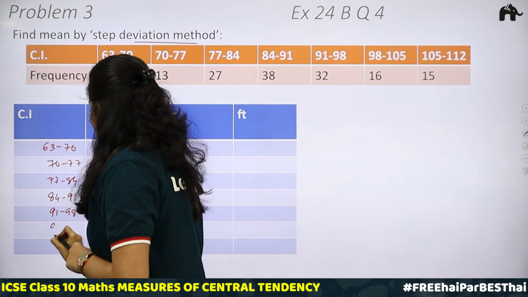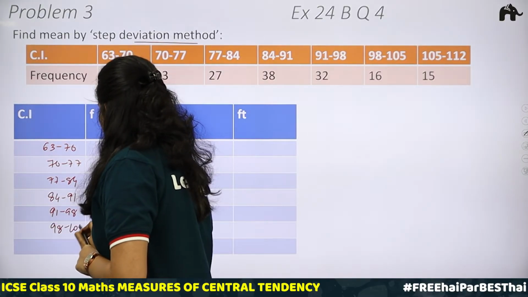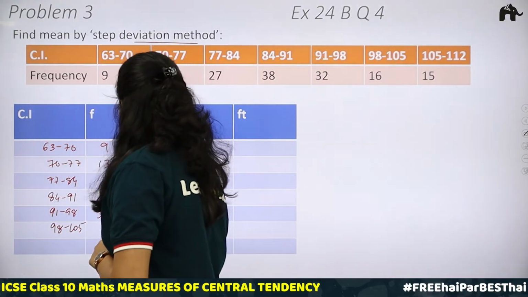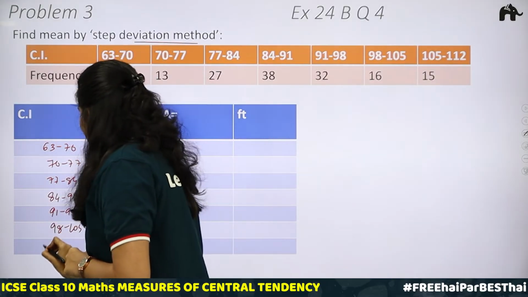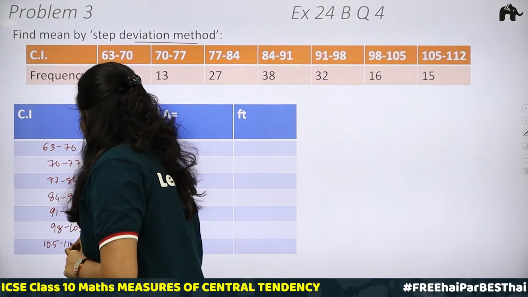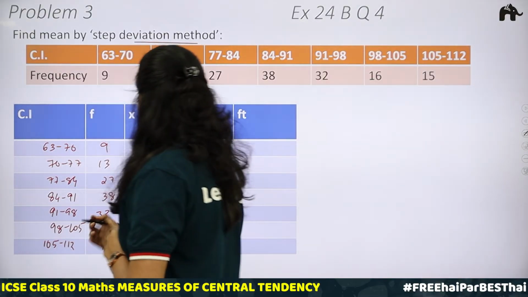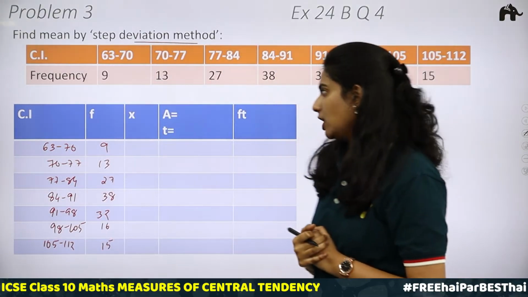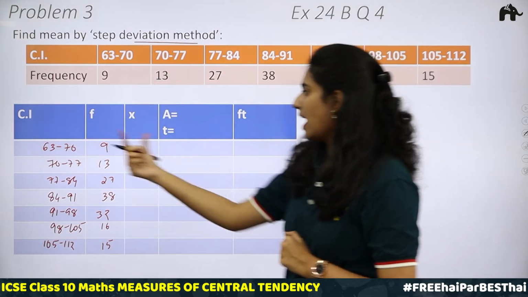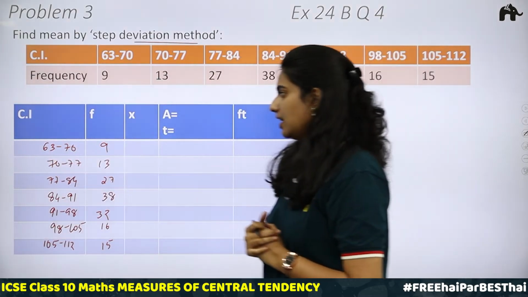98 to 105, frequency is 16. And 105 to 112, the frequency is equal to 15. Okay. Next, we need the mid value. How to get the mid value? We'll be adding these two numbers and dividing by 2.